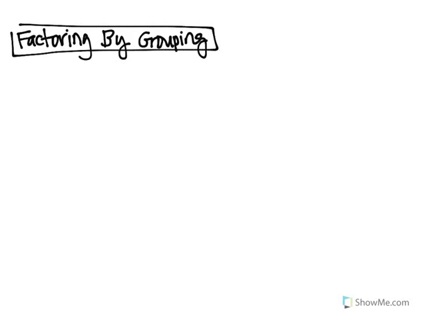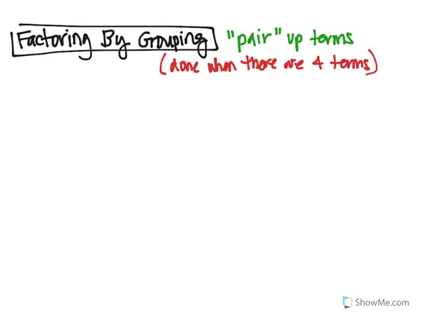So we're going to go over various factoring techniques. The first one is by grouping, and you're going to be factoring by pairing up terms. Usually this technique is done when there are 4 terms, so not 3. With 3 we usually use guess and check or diamond factoring, but when there are 4 we usually factor by grouping. Alright, so here's your first example.